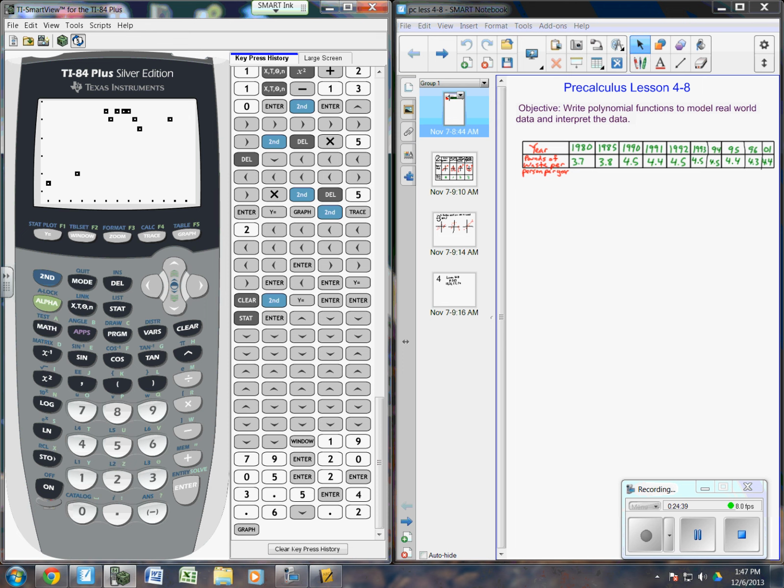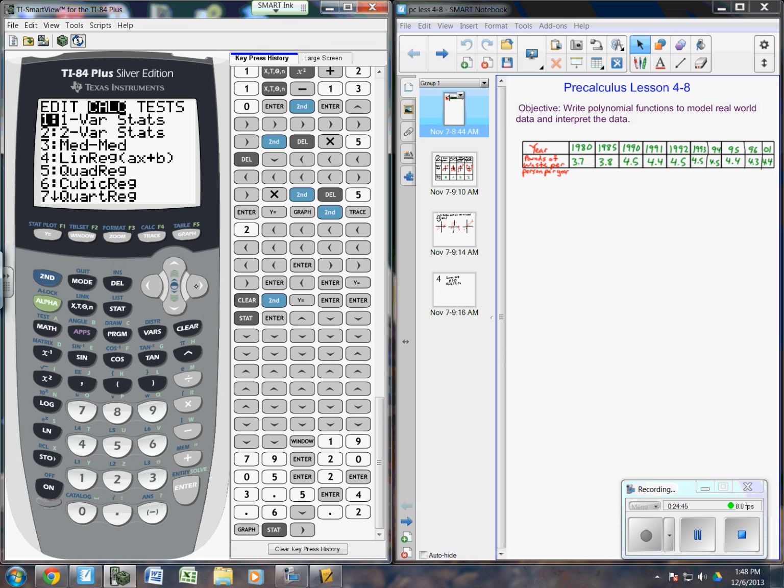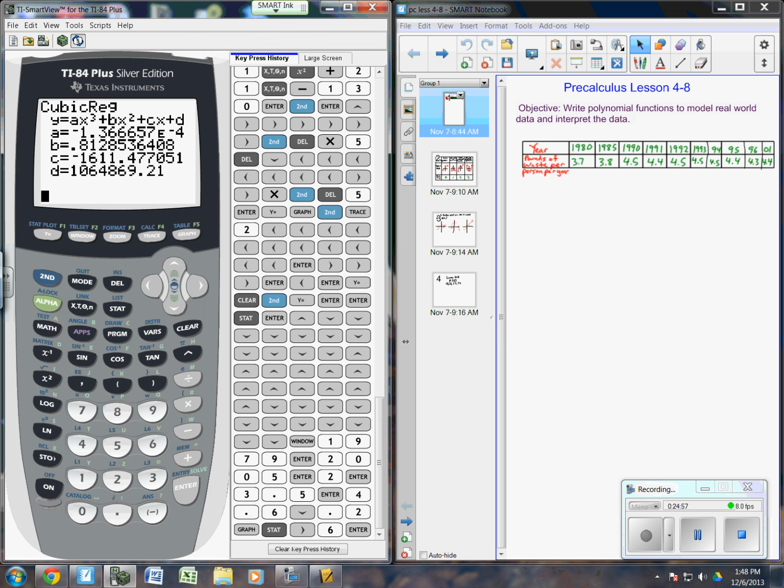So this is how you do it, if you remember, right? You hit Stat, and you go over to the Calc menu. And cubic, which would be which one? Number 6. Hit 6, and then it pastes cubic onto your home screen. You hit enter, and it will calculate it for you. Now, that's a lot of numbers to write down. You remember how we wrote them down before?